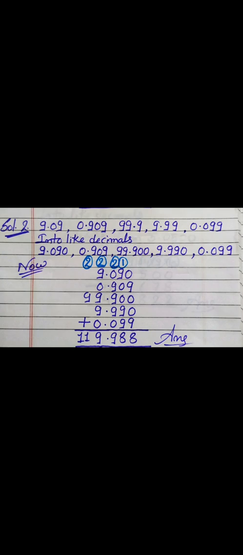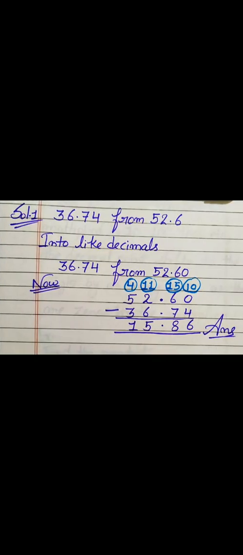Now next is, here we have to subtract these decimals. So again, as I have told you, before solving addition and subtraction, what we have to do first? First we have to convert the decimals into like decimals. So as in the first one, the maximum number of decimal places are 2. So we will convert this 52.6 as 52.60.